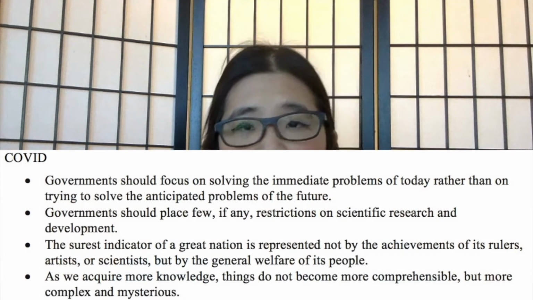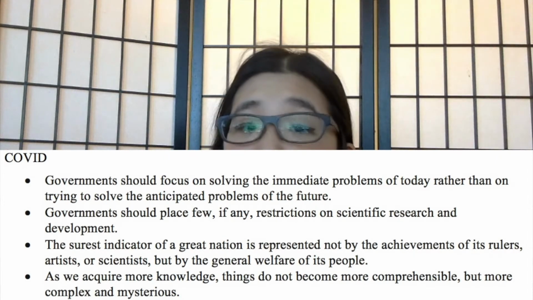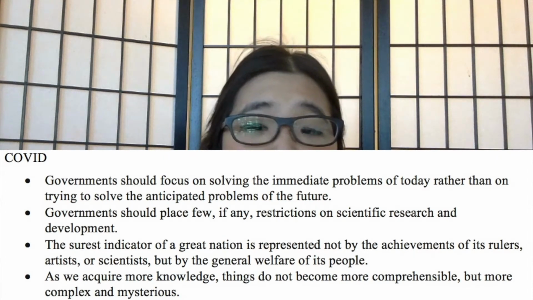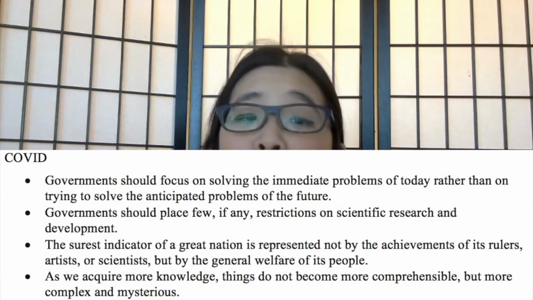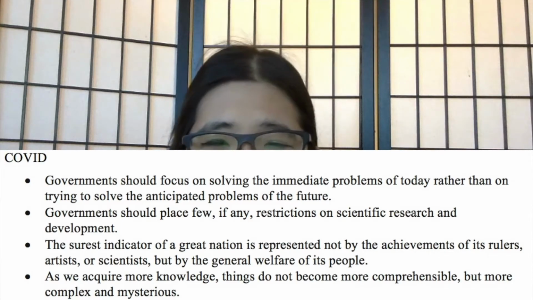We can also see the next sentence, which is, as we acquire more knowledge, things do not become more comprehensible, but more complex and mysterious. So this can also be taken 2 ways, particularly when COVID was still happening back in December, in January, February, March of 2020.